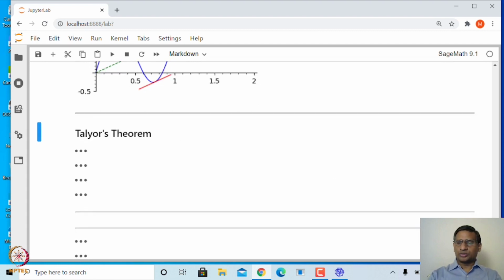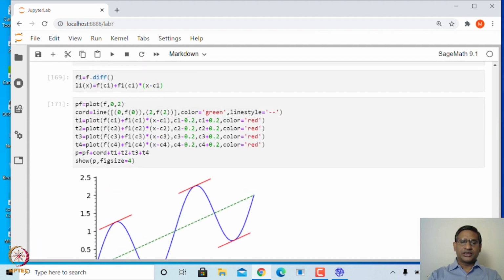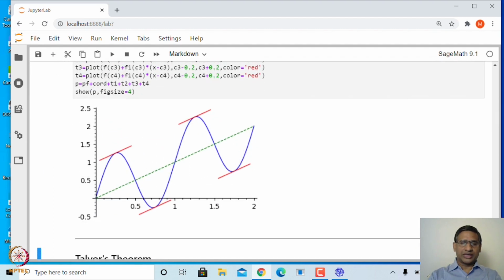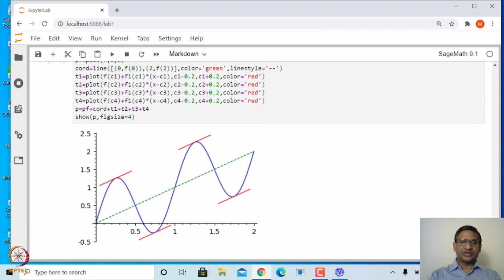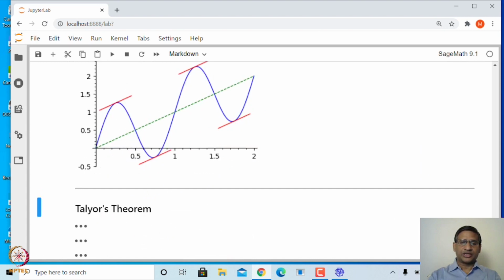There is another mean value theorem known as the Cauchy mean value theorem. I will leave this as an exercise: try to explore the geometric meaning of the Cauchy mean value theorem.